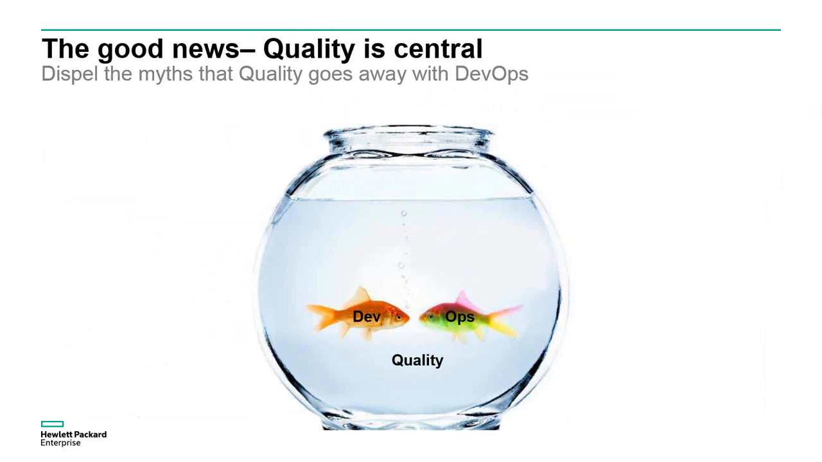Developers are testing their software as they write it. They're writing unit tests. The testers are developing their own tests on top of that.